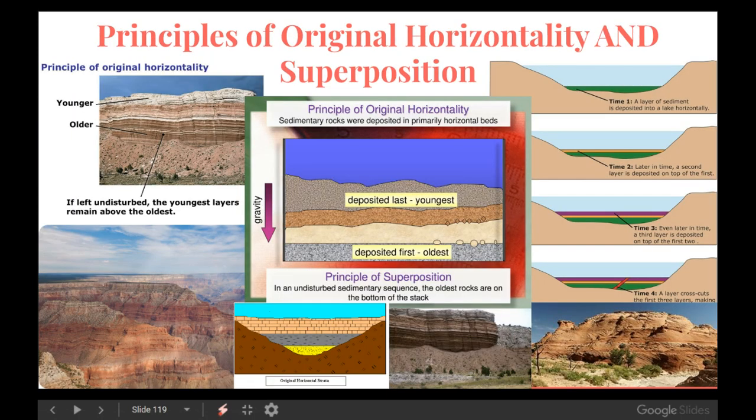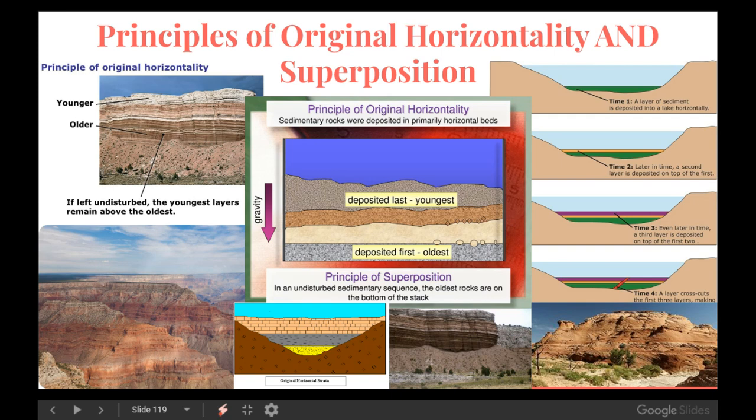geology. The first thing I want to discuss is the basic principle of original horizontality. This principle or law states that sediments are generally deposited into horizontal layers or beds due to gravity. Sediments are washed down rivers and get deposited in flat layers. These layers build up and can later turn into sedimentary rocks.